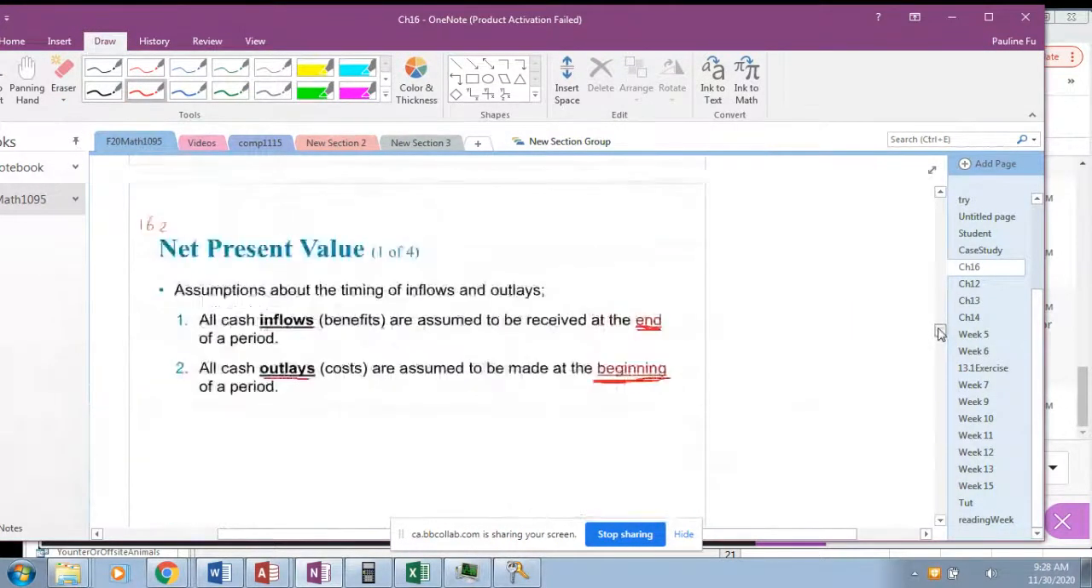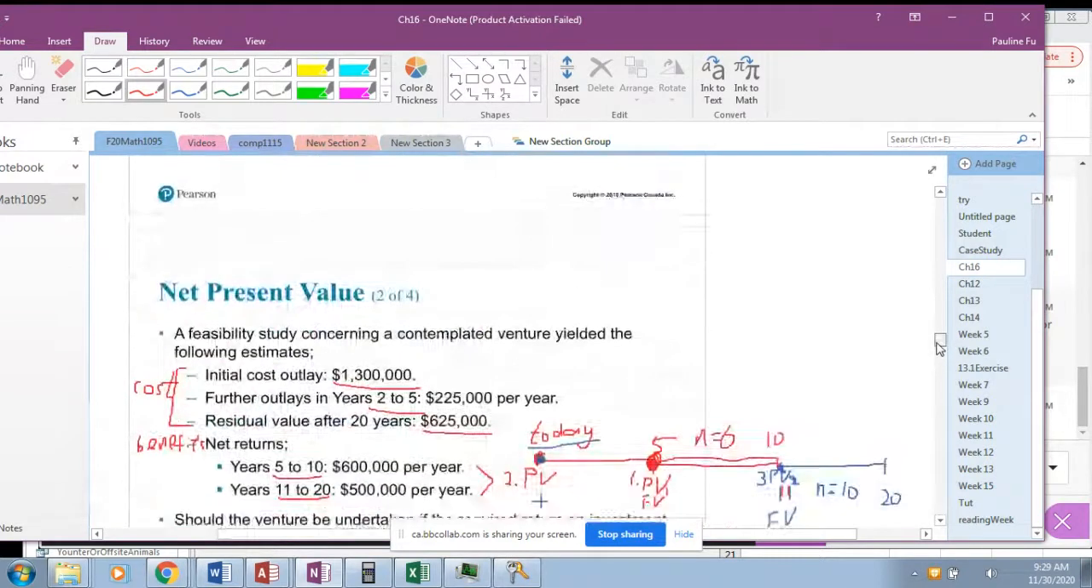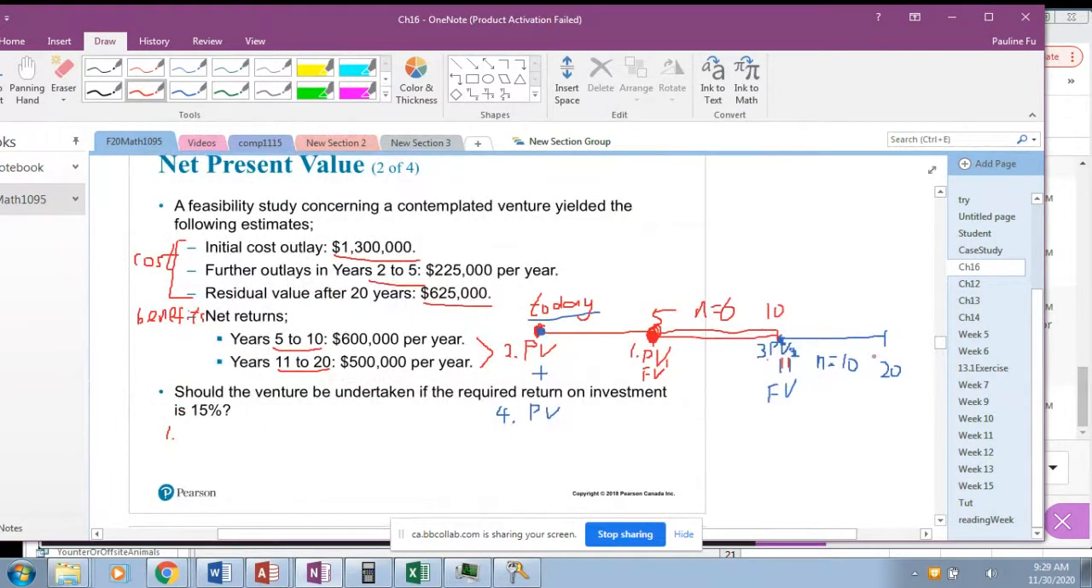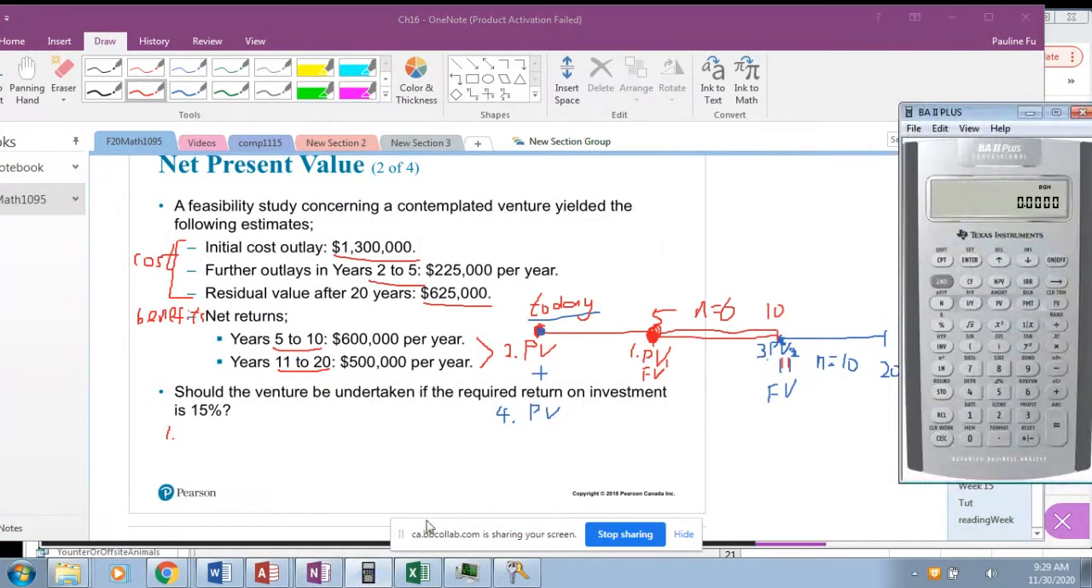That's the reason you need a PowerPoint. See this PowerPoint? The benefits are at the end of the period. The cost is at the beginning. Okay. So go back to this question and pull out my calculator. So we are doing benefit now.